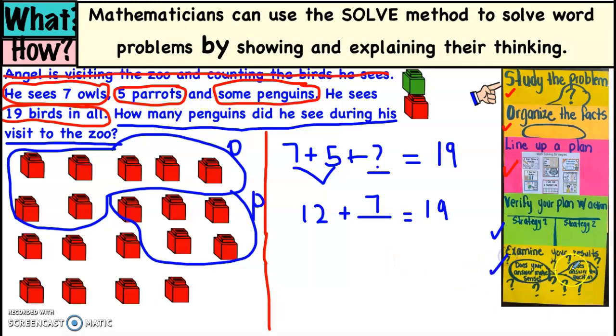Does my answer make sense? Well, he saw 7 owls, he saw 5 parrots, 7 plus 5 gives us 12, plus the 7 penguins that he saw gave us 19. So it does make sense. So he sees 7 penguins.